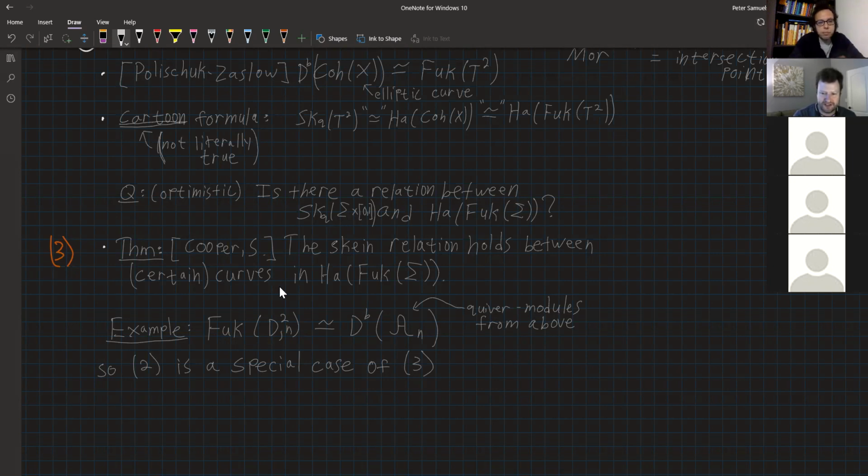When we draw the pictures that we would want to draw based on this optimistic question, the product in the Skein algebra corresponds to the product in the Hall algebra. That's why I was drawing the product in the Hall algebra with crossings. And so this picture, equation 2, was the equation that said the Skein relation shows up in the quiver modules. That's a special case of this optimistic relationship for the disk: the Skein algebra of the disk and the Hall algebra of the Fourier category of the disk.